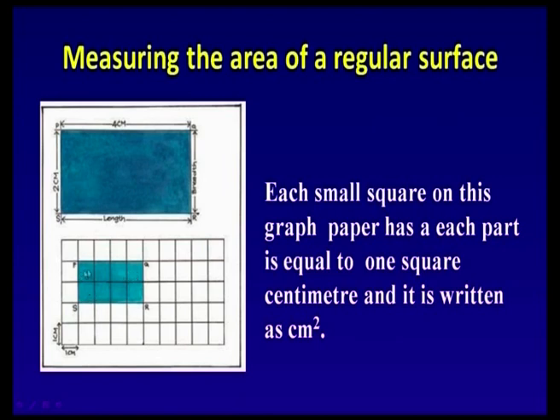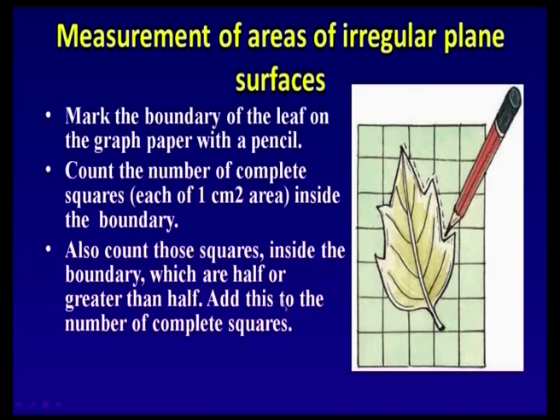So, what is the length of this shaded box? 4 centimeters, as there are 4 shaded boxes. And what is the breadth of this shaded box? 2 centimeters. So, what is the total area of this shaded part? 8 centimeters square. So, we are going to write the area of this shaded part as 8 centimeters square. Now, if it is an irregular plane surface, then how are you going to measure it?